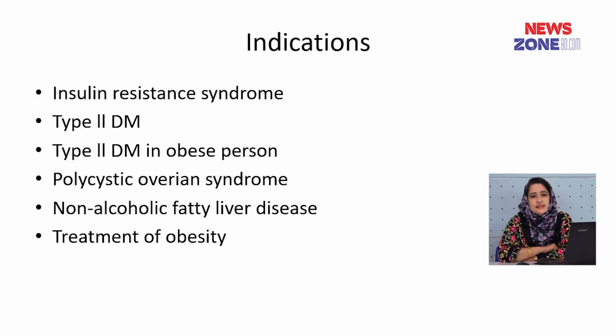What are the indications of metformin? Metformin can be used in insulin resistance syndrome, type 2 diabetes mellitus, type 2 diabetes mellitus in obese persons, polycystic ovarian syndrome, non-alcoholic fatty liver disease, and treatment of obesity. The last 3 indications are non-diabetic indications, and in these conditions, metformin is a very good option.